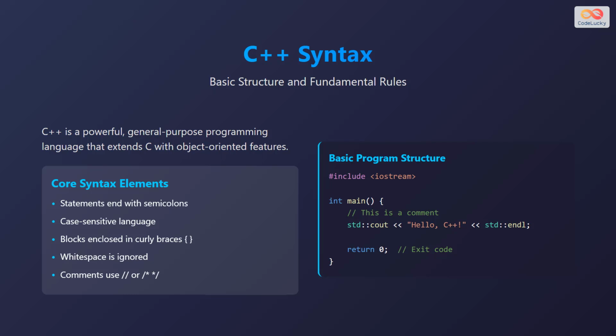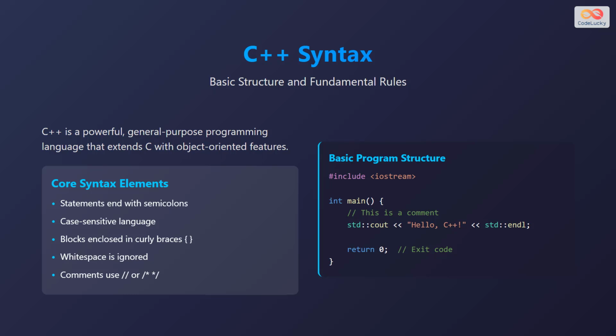C++ is a case-sensitive language, meaning that upper and lowercase letters are treated differently. Blocks of code are enclosed in curly braces, that is, open curly brace and close curly brace. White space, such as spaces, tabs, and new lines, is generally ignored by the compiler. Comments are added to the code using either double / for single-line comments or /* and */ for multi-line comments.